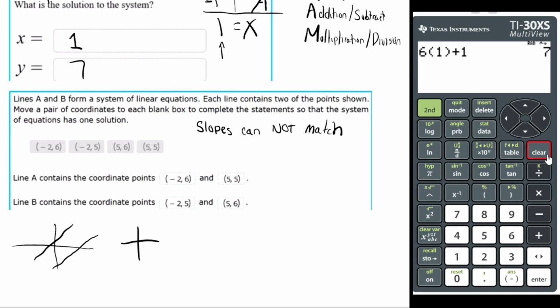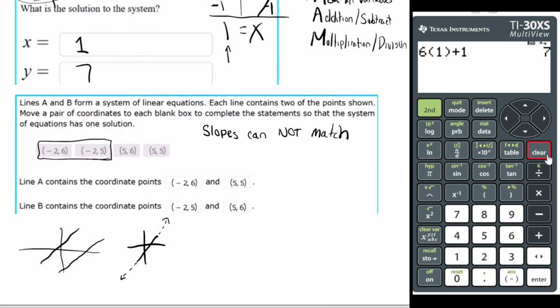Or if you have a line like this, and then another line that's perfectly laid over it, that means their slopes are the same, and they are always touching. So all you're trying to do is create a situation where your slopes are different. So you pick two of the points, right? Let's do these 2 points. Let's say I want line A to be these 2 points.